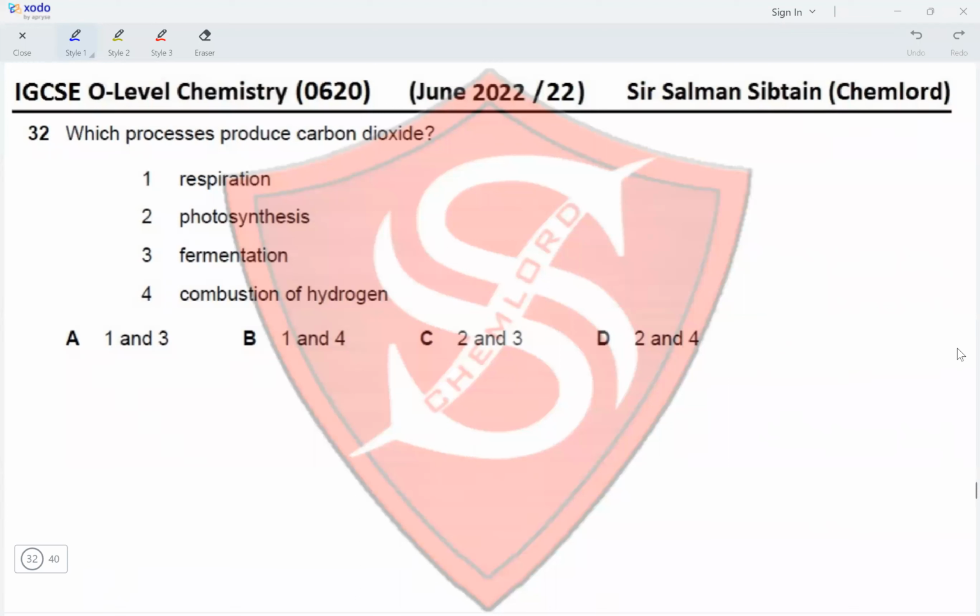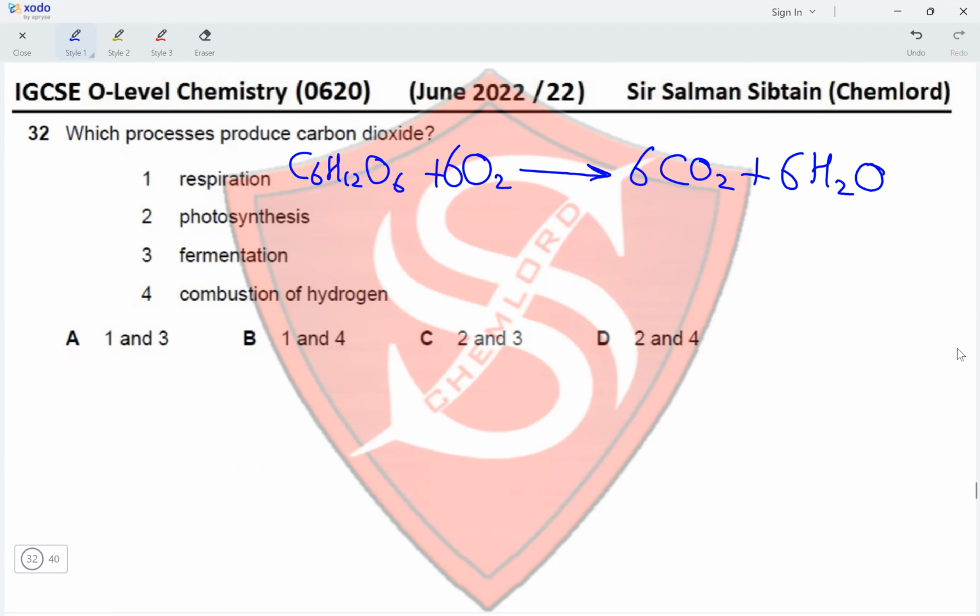Question 32. Which processes produce carbon dioxide? Okay. Respiration. Respiration is the using up of glucose, C6H12O6. It is being combusted. We have oxygen present as reactant, and this produces 6 moles of CO2 and 6 moles of H2O. So respiration does produce carbon dioxide.